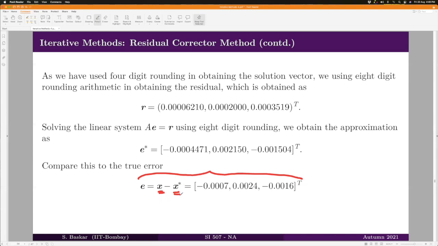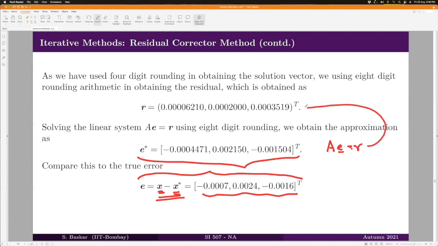the mathematical error involved in x star when compared to x up to 4 digits is this, whereas this error is obtained by solving AE equals R, where R is obtained using the formula B minus AX star with 8-digit rounding. That is more important. And then we used Gaussian elimination method again, now with 8-digit rounding, and that gave us this value. One can see that your E star is again pretty close to your mathematical error.